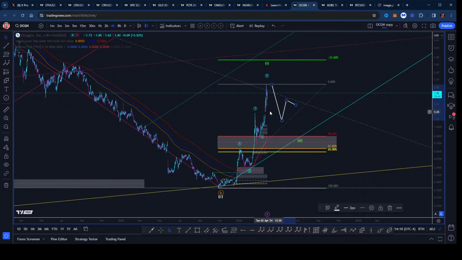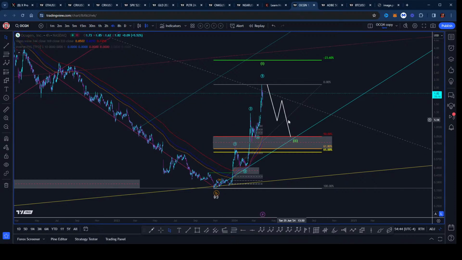So if it doesn't do this, and they longed here thinking, I'm going to get in now because it looks like we're going to moon, and they're late to the rally, where are their stops? All down here, right? Stopped out all the way. Well, now they're all stopped out.